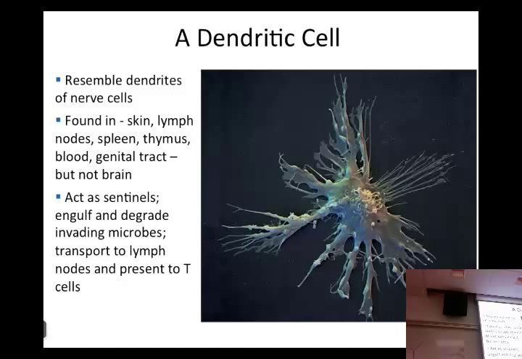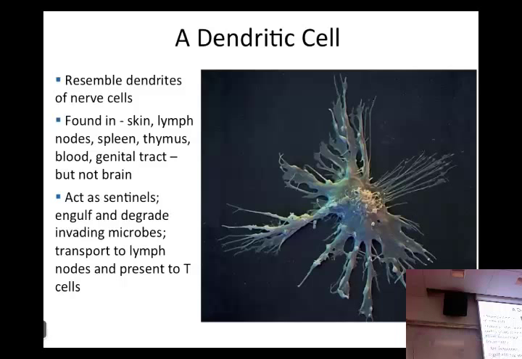Here's what a dendritic cell looks like. The reason they're called dendritic cells is because they have these long, skinny processes, and when they were first discovered, they really reminded people of the brain cells, but they're not found in brain. So they're found in your skin, your lymph nodes, spleen, thymus, blood, and your genital tract, but they're not found in your brain.